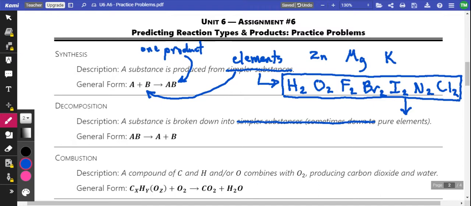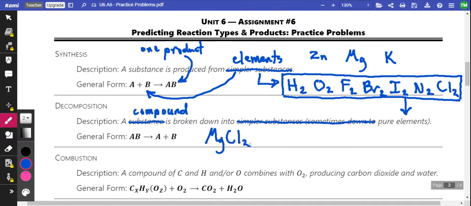Now again, don't forget, these guys count as pure elements. So if we are taking a compound made of a couple different elements, something like this AB made of 2 different elements, and making it go through a decomposition reaction, it's going to break down into just the elements that make it up. So if it's made of H and Cl and we break it down, it will turn into H2 and Cl2, not just H and Cl.